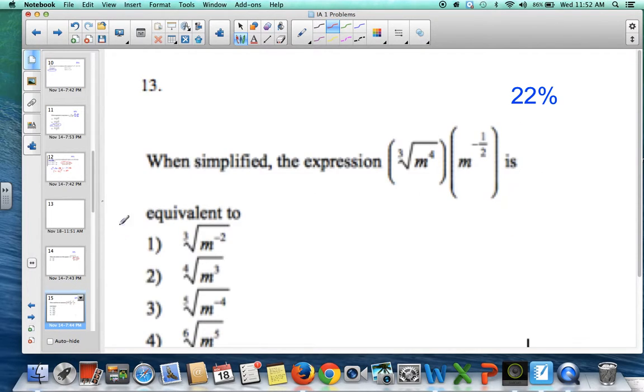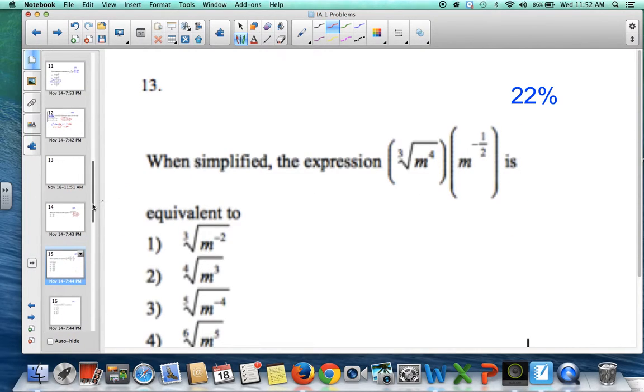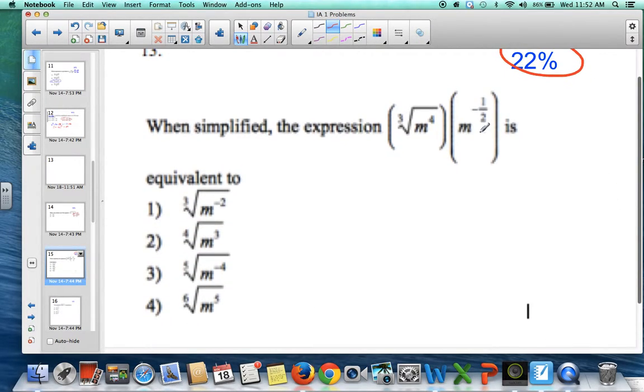Okay. This one was a little disappointing when I saw this result right here because very few people got this question correct. To do this, what we want to do is first simplify this, or put this in the form of a fractional exponent. So that's m to the 4 over 3. Remember, this number goes in the bottom. Times m to the negative 1/2.